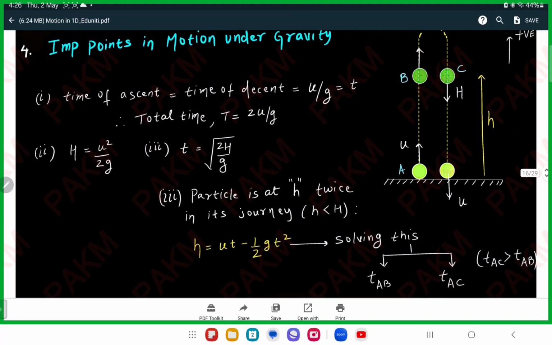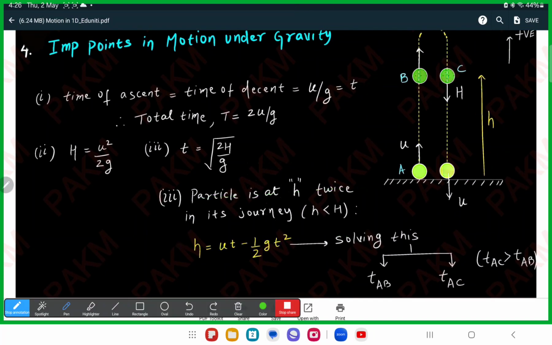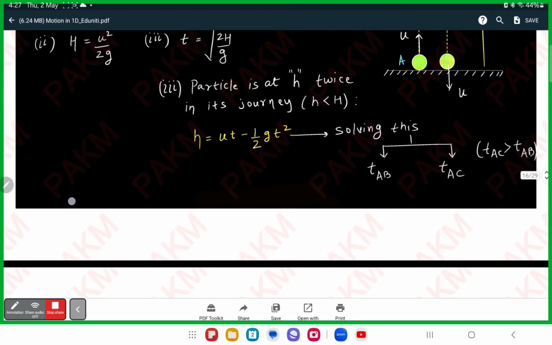Here, this is important, t_AB. This is t_AB, once it reaches this height, and the second time it travels the whole journey and reaches the next point. So here we can say t_AC. So you can say t_AB is this much time and t_AC is this much. Of course, t_AC is greater than t_AB. Fine.